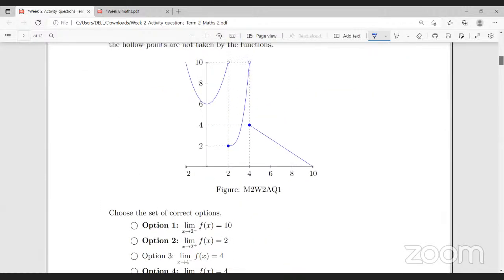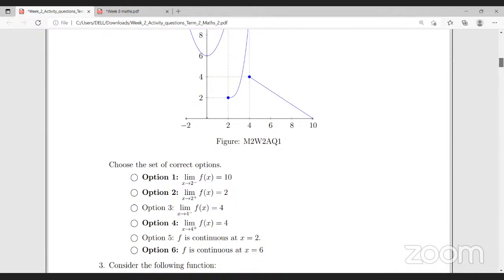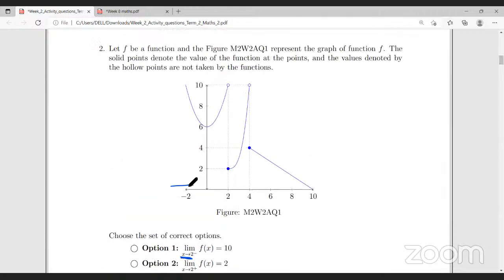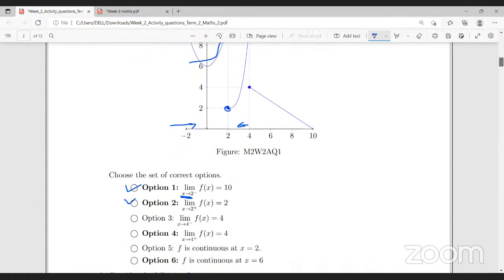Sir, my doubt is basically about f of x, the left hand limit as x goes to 2 minus, this one. Okay, so we are going from the left hand side towards 2, right? If we are going from the left hand side towards 2, what is the value of this function? 10, right? Yes. So this option is correct. If you go from the right hand side, what is the value of this function? 2. The second option is also correct. I have put it as 2 plus.